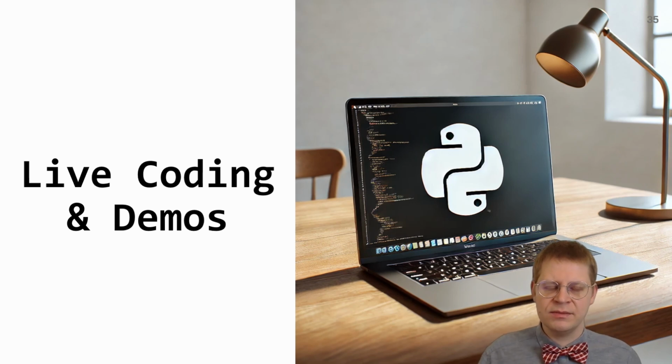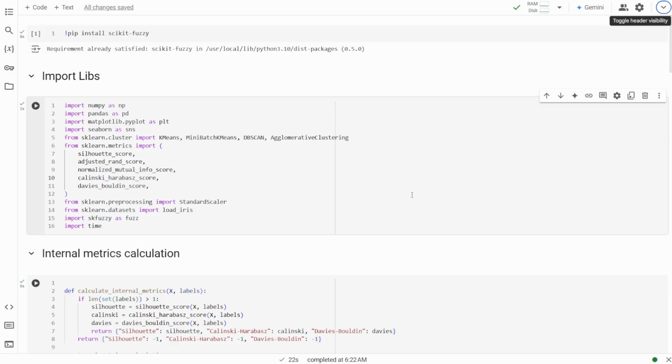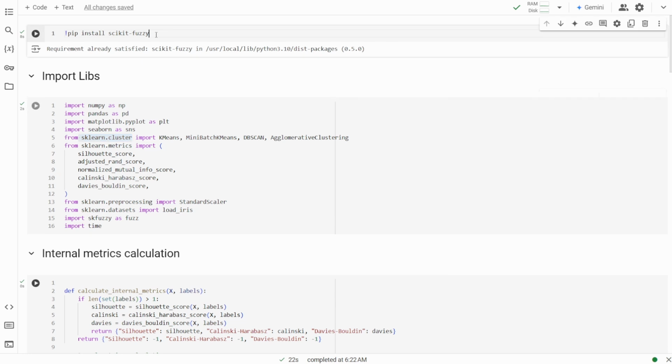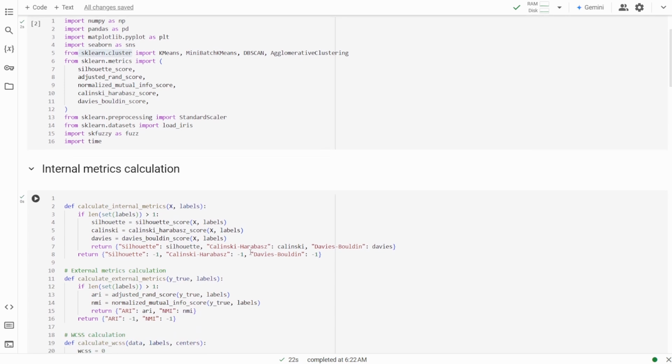Let's have some coding and take a look at the demo. Okay, let us take a look at the clustering. This will be simple, nice and smooth. Clustering is in scikit-learn.cluster. We will use K-Means, MiniBatch K-Means, DBSCAN, and agglomerative clustering. We will also use fuzzy clustering from scikit-fuzzy. So let's get started.